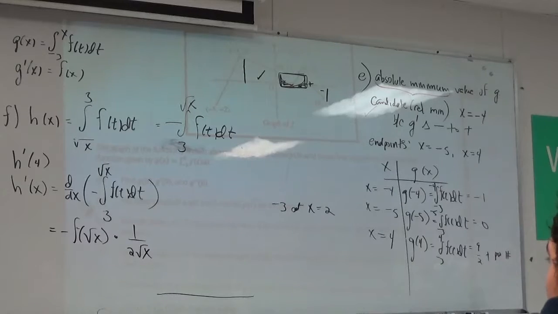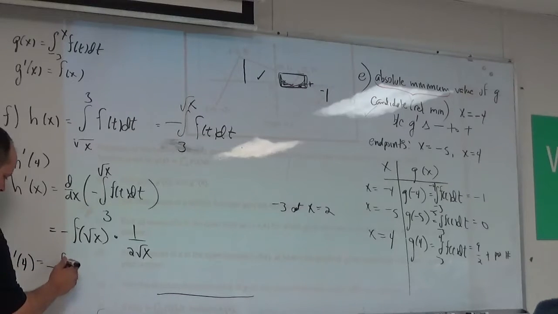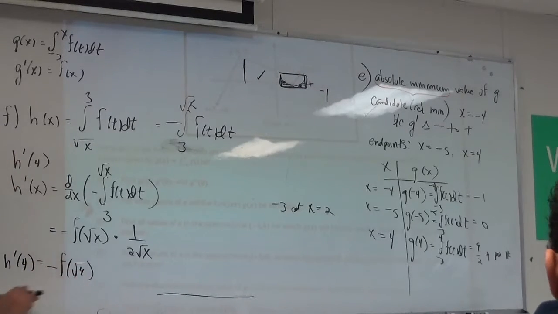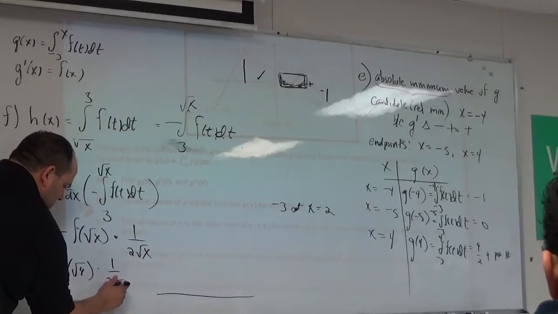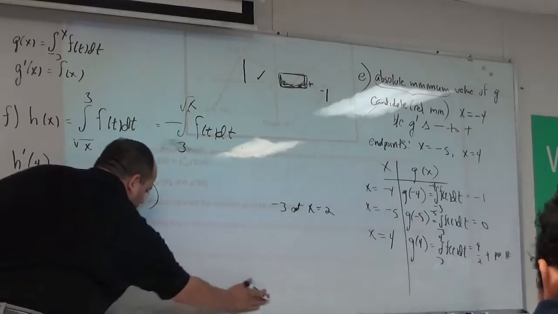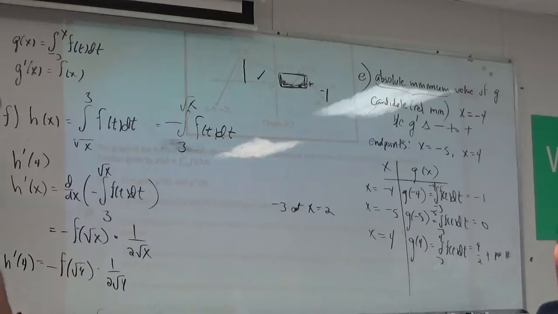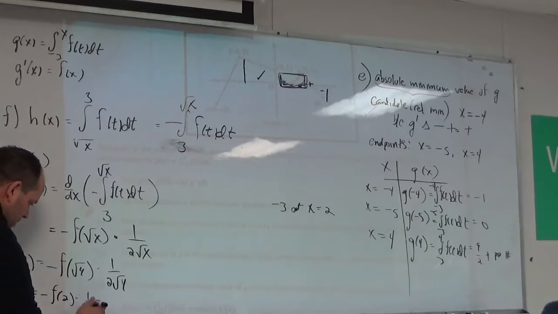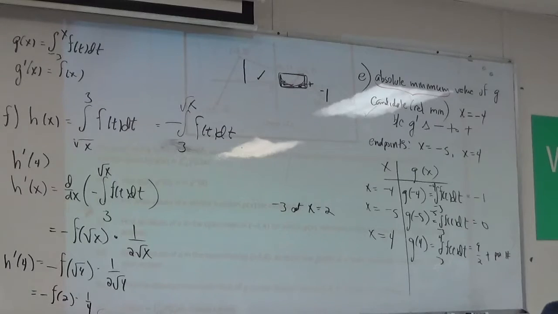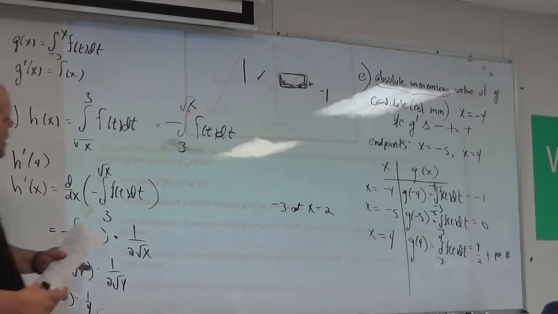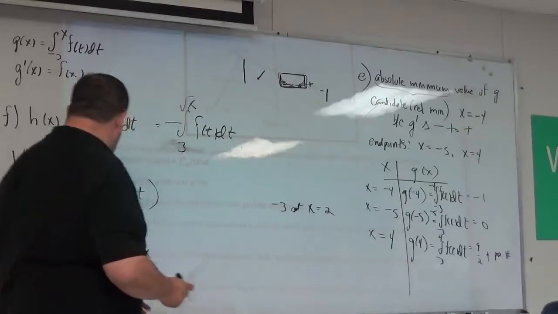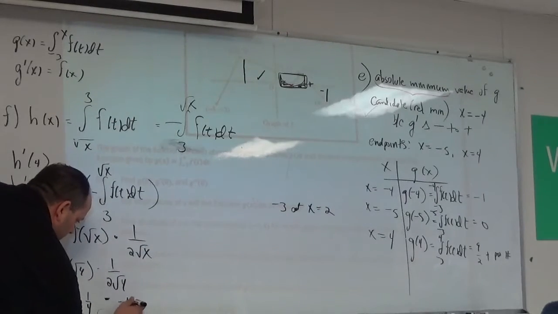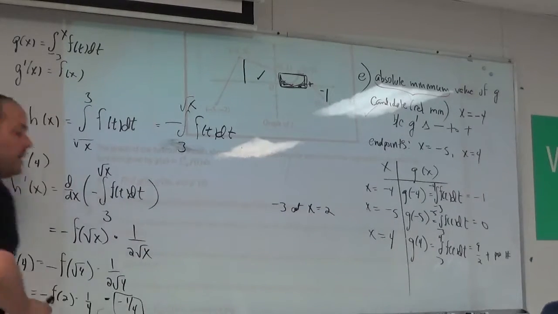You memorized that a long time ago. We've reviewed it. That's your derivative. H prime of 4 is negative f of square root of 4 times 1 over 2 square roots of 4. F of the square root of 4, well that's really f of 2. Do we know f of 2? Yes. Oh, thank goodness we know f of 2 is 1. So if all goes well, it's negative 1/4.